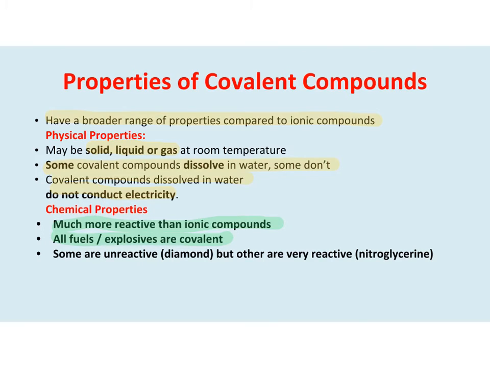Now, there are some, though, that are unreactive, like a diamond. And so a diamond looks like it might be an ionic compound. It's a crystal, but it's actually covalent. But other things are very, very reactive, like nitroglycerin, okay, which is a very, very reactive liquid.